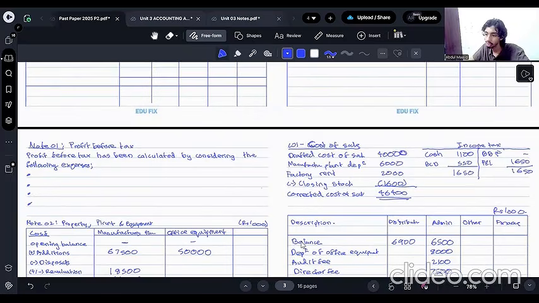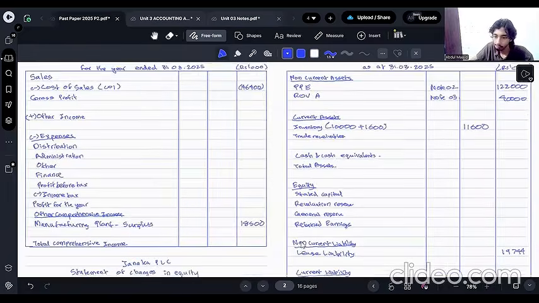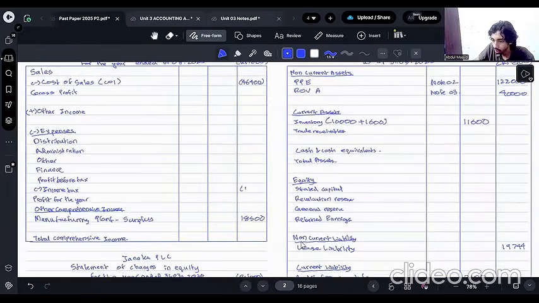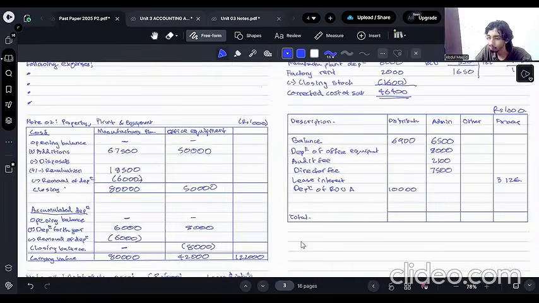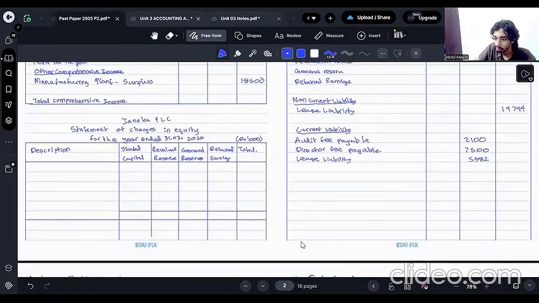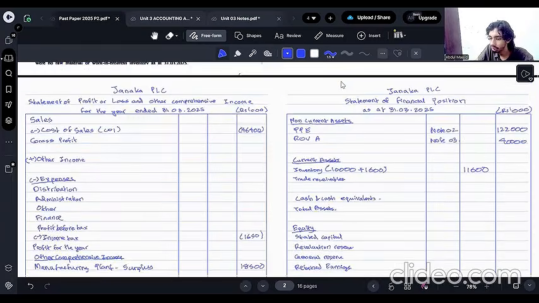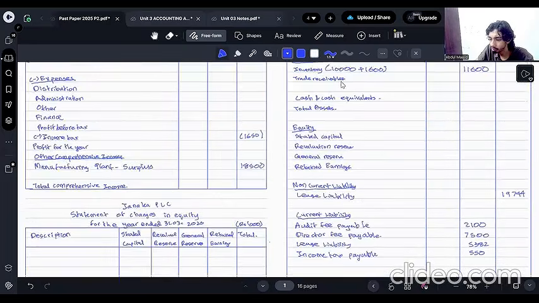1,650. Then that will be your income tax amount. Minus income tax 1,650. Okay. And then the payable amount of 550 you have to record under current liability. Under current liability you can say income tax payable 550. And as for income tax, you have to show a proper working.